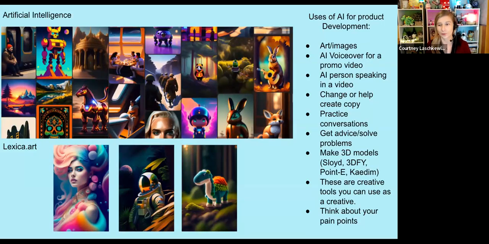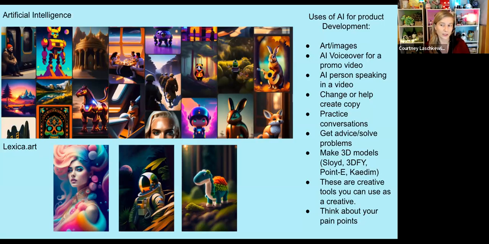So there's many different ways we can use AI for product development. Just on the right, there's a couple different things that we can use it for. Art, images, we'll get into AI voiceovers for promo videos, for your products, for your sell sheets, an AI person speaking into a video, help creating copy with chat bots we'll get into, practicing conversations, getting familiar with phone calls and how to role play, get advice and solve problems.